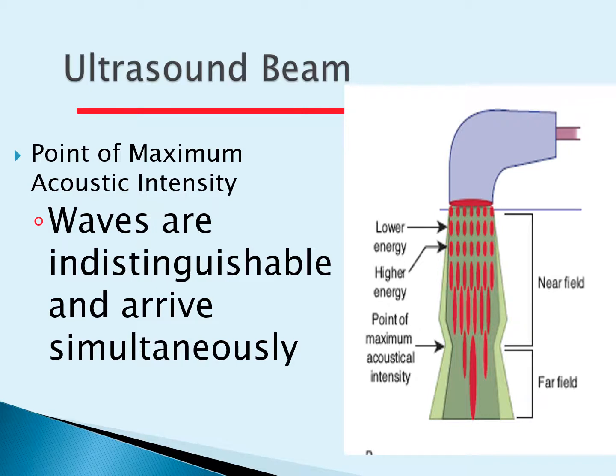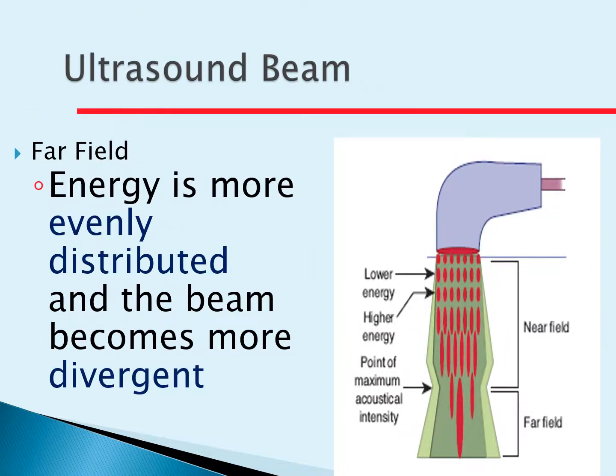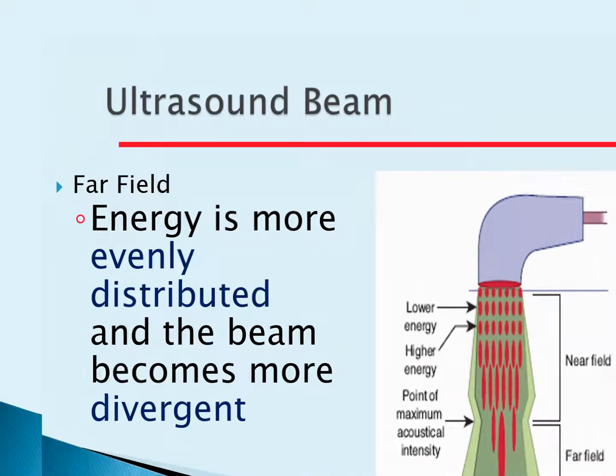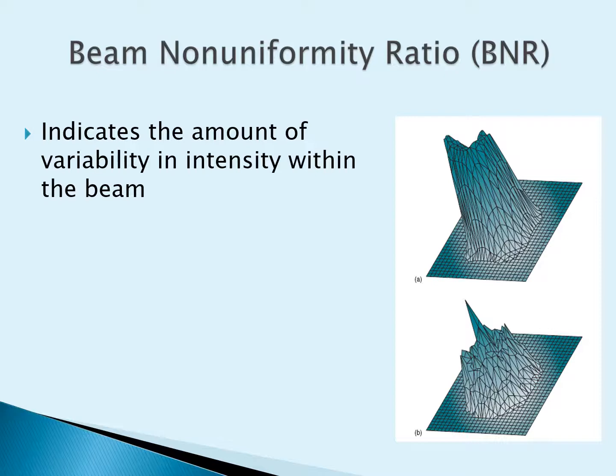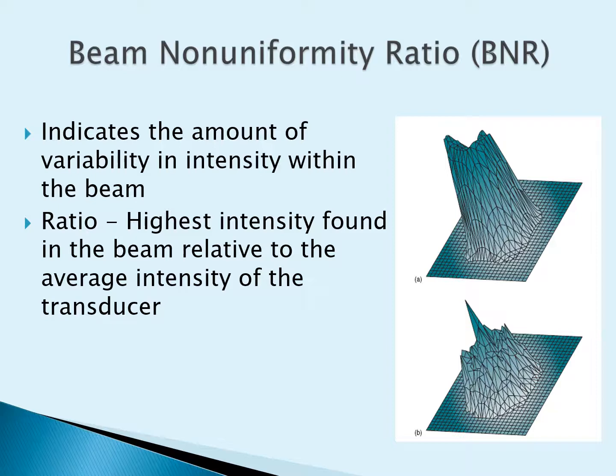Waves are indistinguishable and arrive simultaneously, meaning the sound is going to travel at the same speed regardless of what waves we have. Energy is then going to be evenly distributed and the beam becomes more uniform. BNR, beam non-uniformity ratio, indicates the amount of variability in intensity within the beam itself. It is the ratio of the highest intensity found in the beam relative to the average transducer intensity. An ideal BNR would be 1-to-1, meaning that if it's delivering 1 watt per centimeter squared, it's delivering that 1 watt per centimeter squared uniformly throughout.